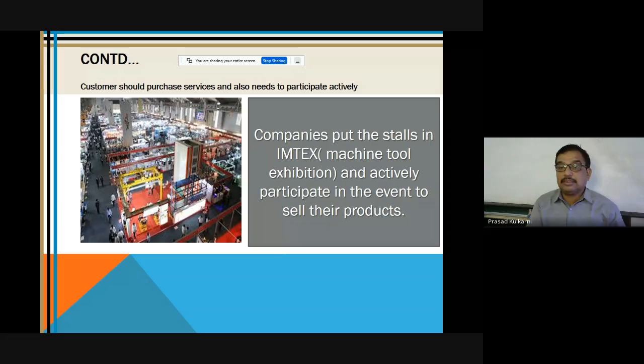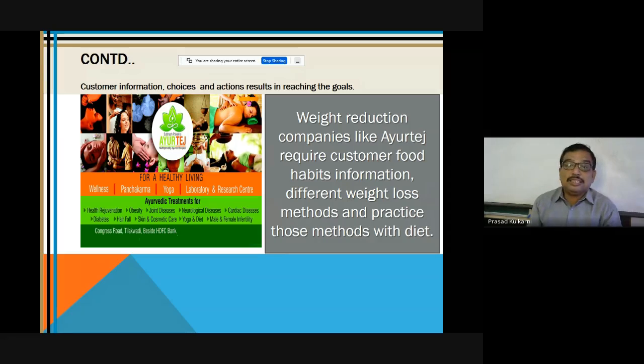Similarly, IMTEX, the Indian Machine Tool Exhibition, is conducted by the machine tool companies. The companies register for this exhibition, open their stall, and whenever a client comes, they explain the product and sell the product in the IMTEX exhibitions. Here, the customer is not only purchasing the services, but also participating actively in the services. Customers' information, choices, actions result in reaching the goals. Therefore, the involvement is very high.